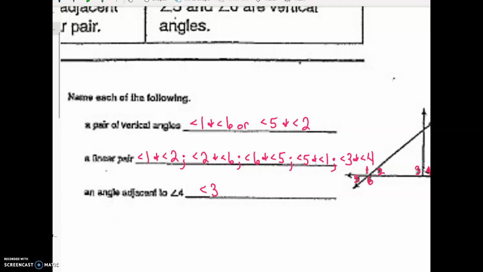A linear pair, there are lots of different options. So I've listed all of them there so you can check to see if you have one of those combinations. But any of those would work. And then the last, an angle adjacent to angle 4, would have to be angle 3. Remember, adjacent means next to. So that's the only one possible there.